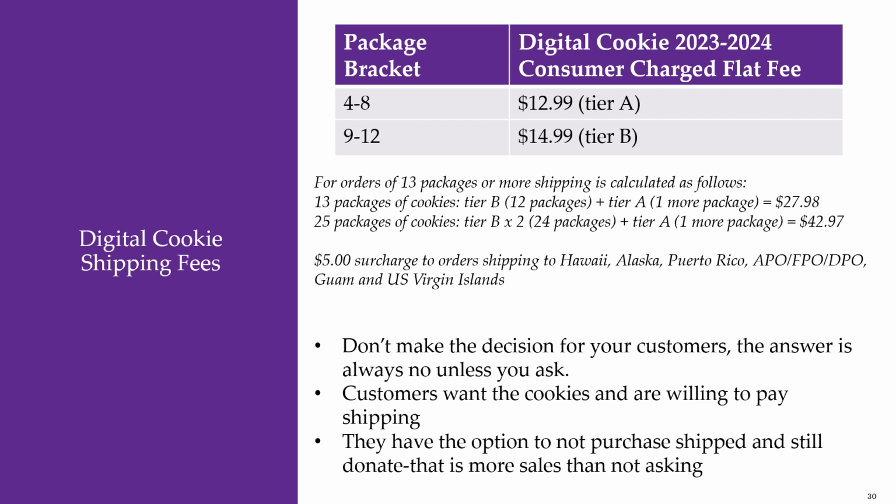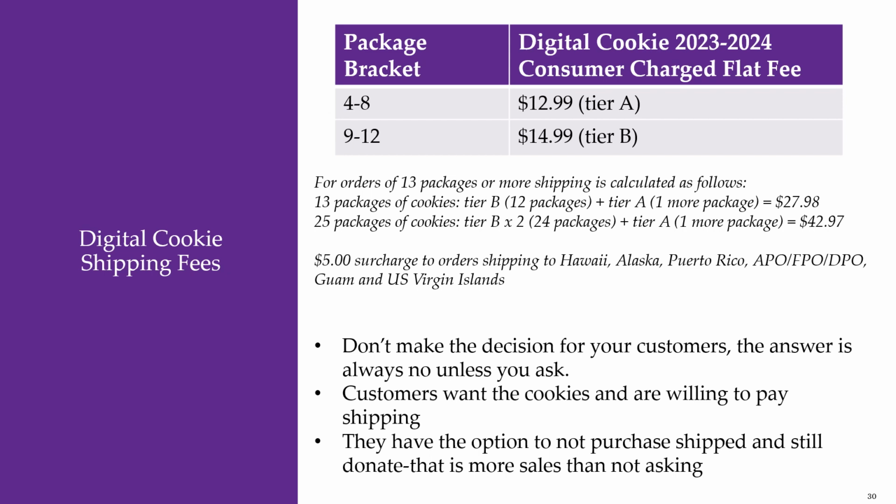So there are tiers to the shipping levels, and from 4 to 8 packages of cookies, there is a 4-package minimum. The customers would pay $12.99 in shipping. If they had 9 through 12 packages, they would pay $14.99 in shipping. If they had more than 12, it starts over. So for 13 packages of cookies, for example, it would be the 12 price plus the tier A, that 4 through 8, which really is 1 through 8 when you're adding it together.